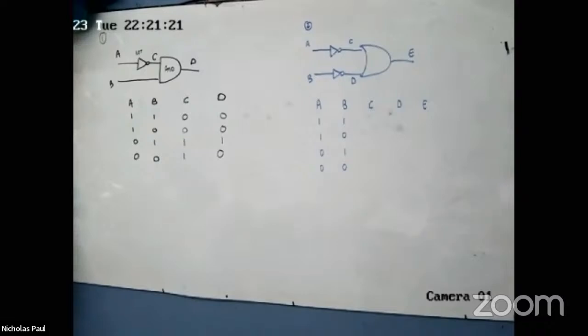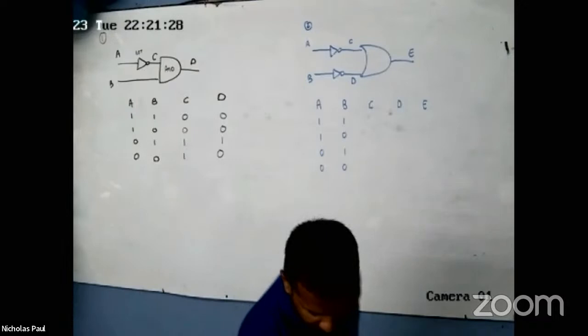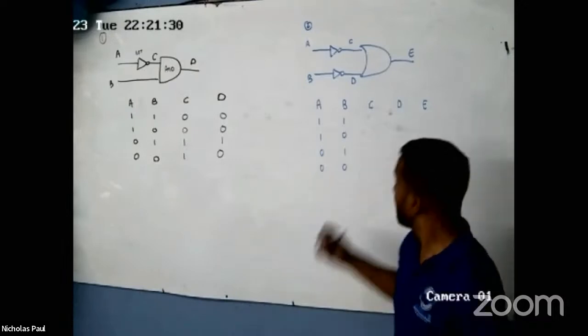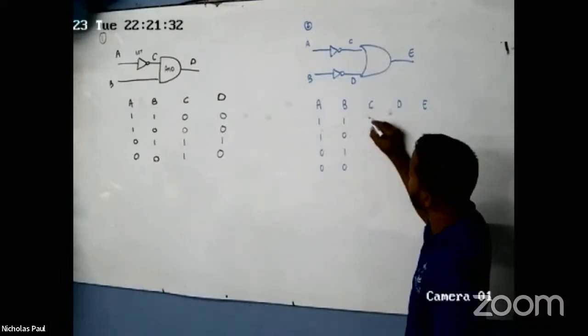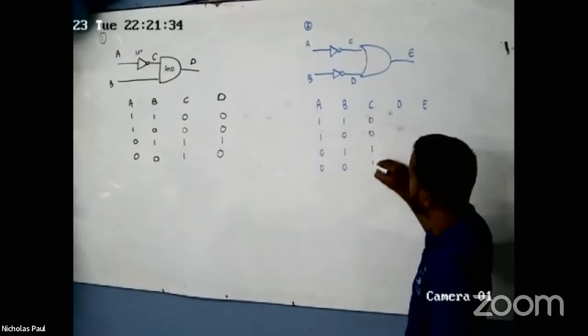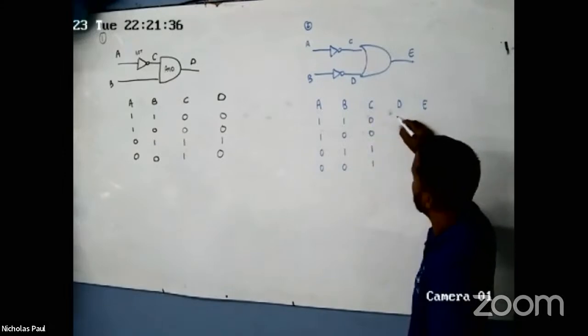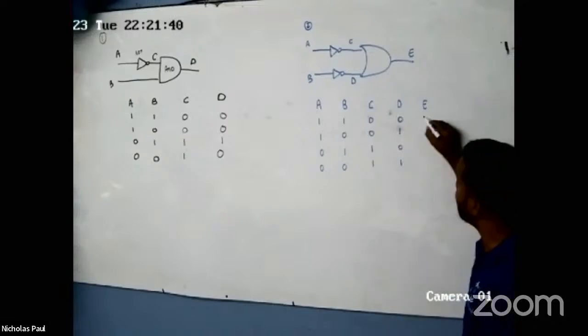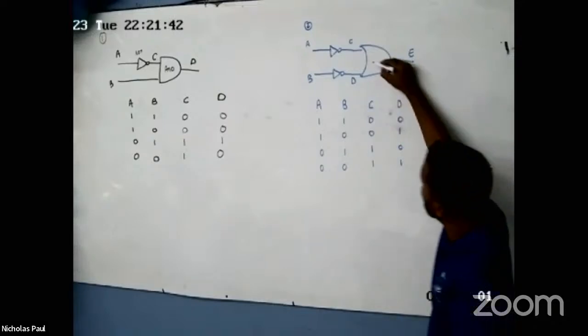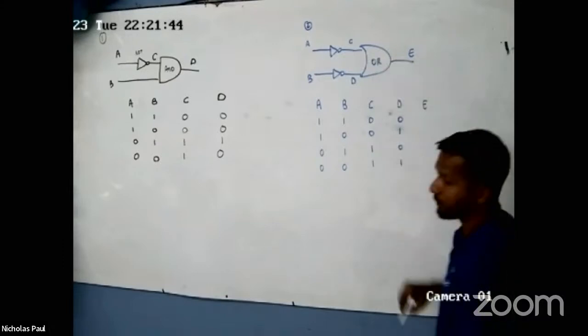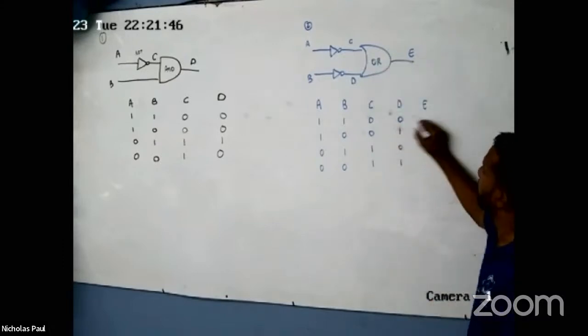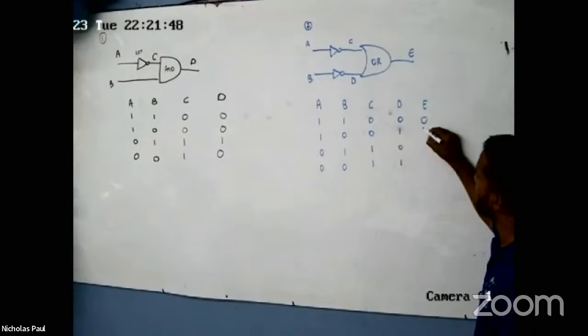Yeah, we're done. So let's check it out. Let's see what you got for C, D, and E. C is the opposite of A, so that'll be 0, 0, 1, 1. D is the opposite of B, so that's 0, 1, 0, 1. Right? And E is C and D into an OR gate. So 0, 0 is 0, 0, 1 is 1, 1, 0 is 1, 1, 1 is 1.